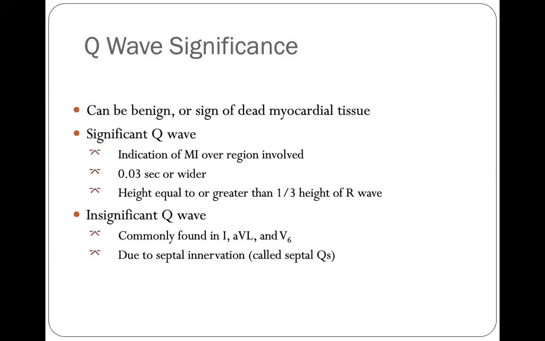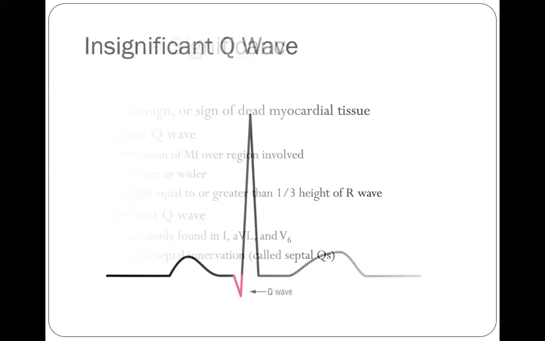Insignificant Q waves are often found in leads 1, AVL, and V6. That's because the septal innervation often fires first, and it often shows up as Q waves in leads 1, AVL, and V6, and we call those septal Qs. So that's quite common. And quite commonly, we see significant Q waves showing up in lead 3, but it can be in any lead as well.